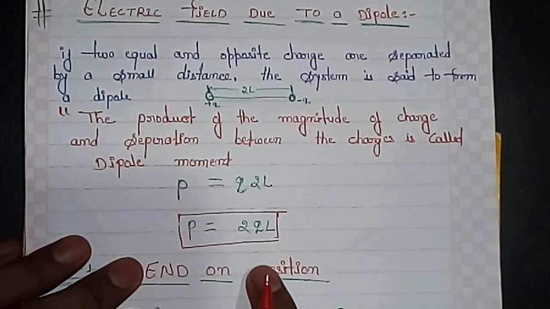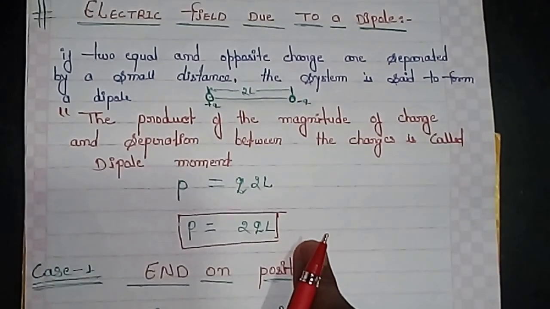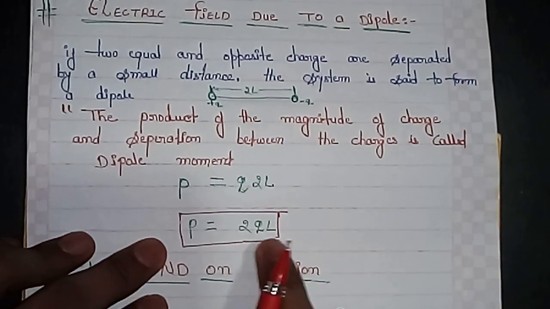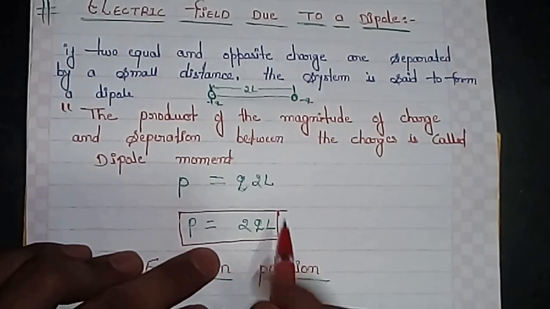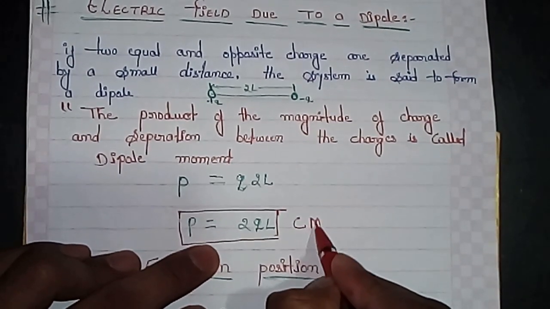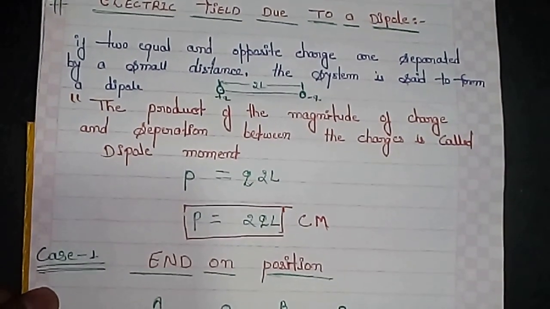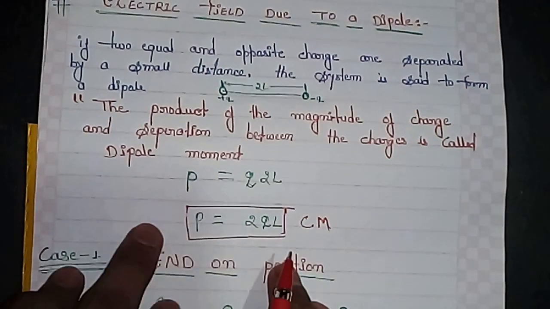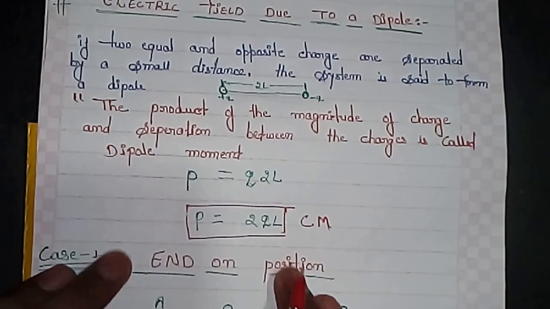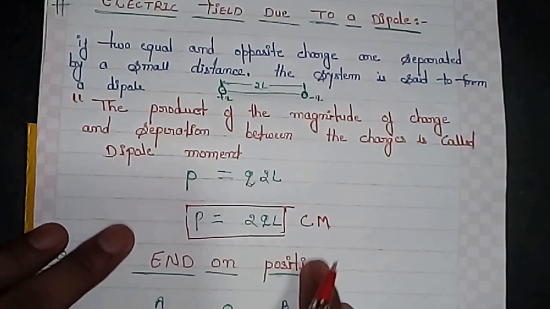The SI unit of dipole moment is coulomb meter. Why coulomb meter? Because the SI unit of charge q is coulomb, and the SI unit of length is meter. The dipole moment is a vector quantity; its direction is from the negative charge to the positive charge along the line joining the two charges. We are now in a position to calculate the electric field due to a dipole.